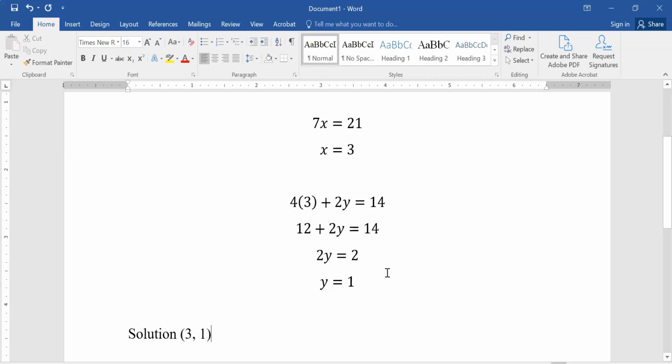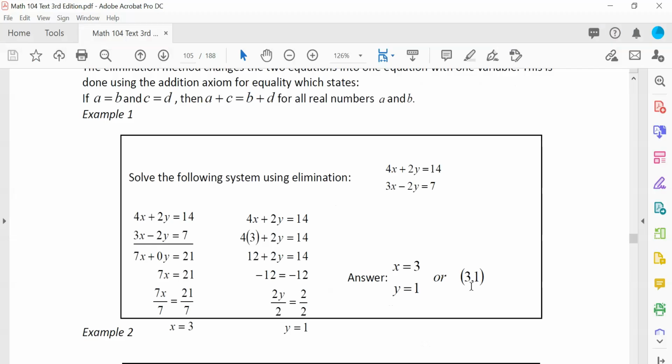And that's how we go about the elimination method. All right, you can see how the answer is written here.